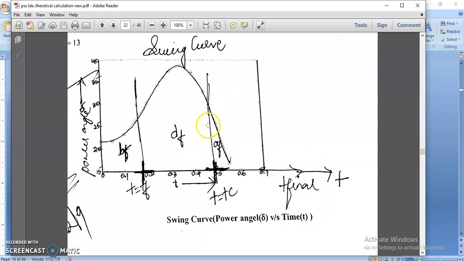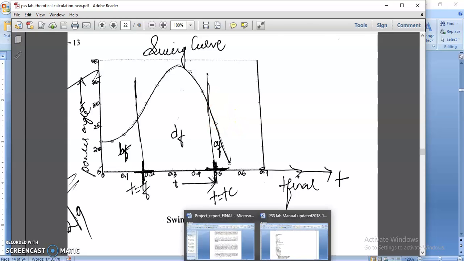Based on that, this is how I explain the graph. The same thing is there in the program. t is equal to tf, t is equal to tc, and t less than t final. tf is before fault and during fault, tc is during fault and after fault. If you interchange them, you won't get the graph properly. Let us see this program so that it will be easy to understand.